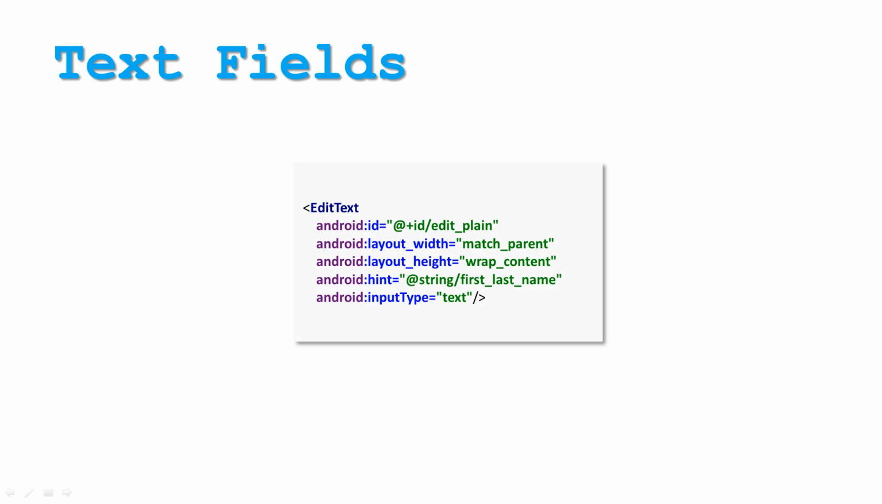Text fields can be added to the layout using the EditText object. Doing so in the XML is the most common way, but EditText can also be added programmatically. You can set a text hint with the hint attribute to help the user with data entry. And the inputType attribute controls the characters and keyboard type.